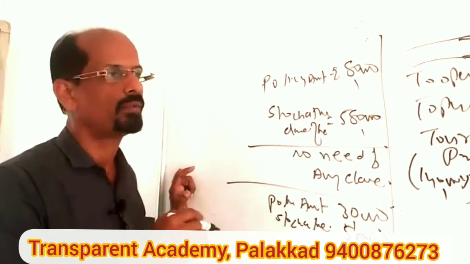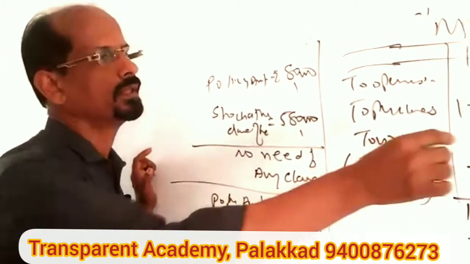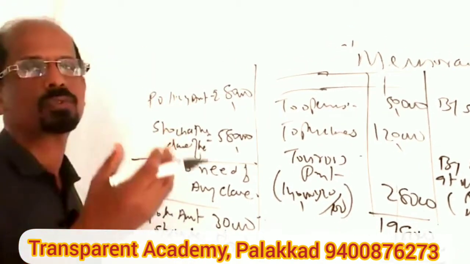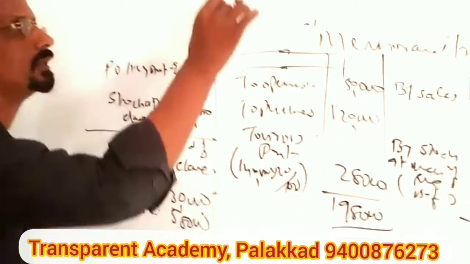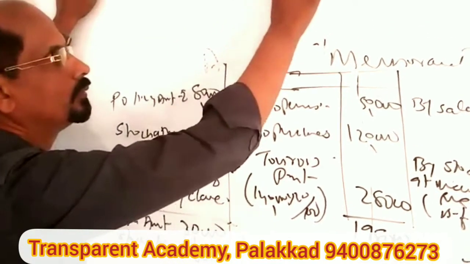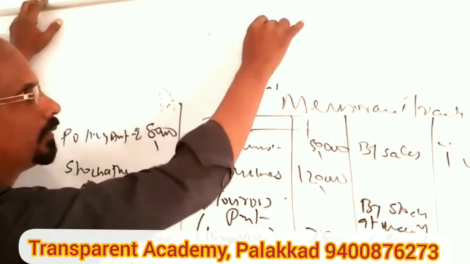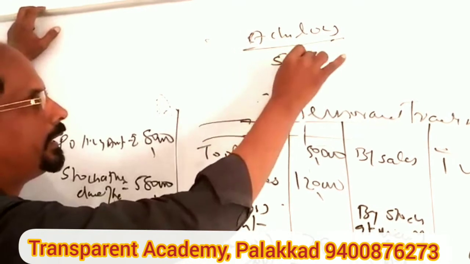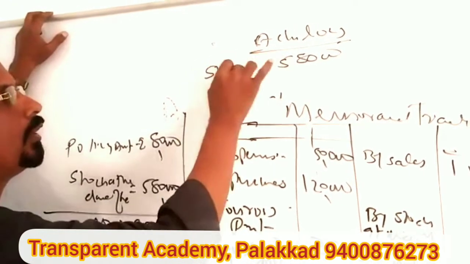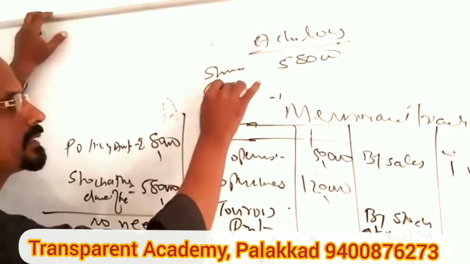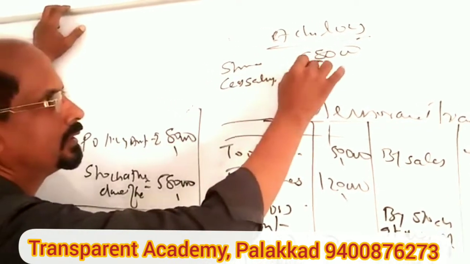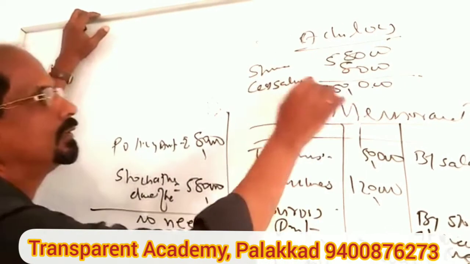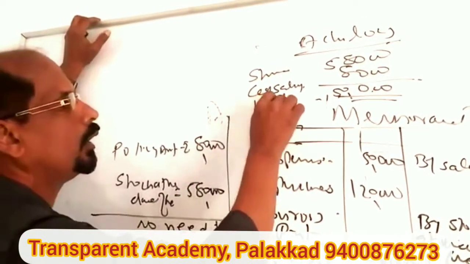How will you find out the average clause? Suppose in this case there is a salvage of, for example, 8,000. In that case, actual loss is 58,000, stock at the date of fire, less salvage 8,000, then you get 50,000. 50,000 is the actual loss.